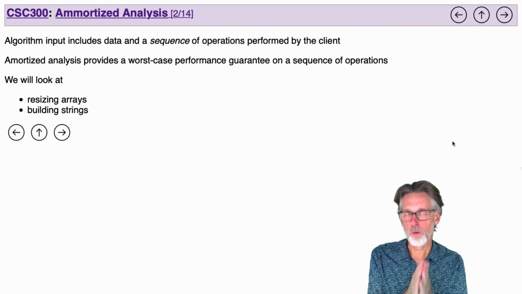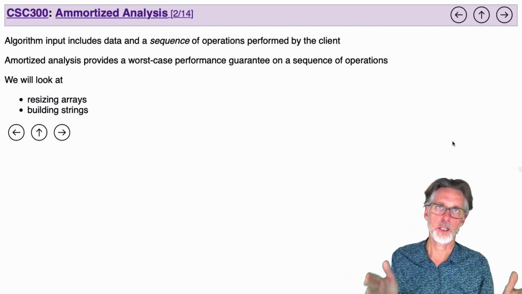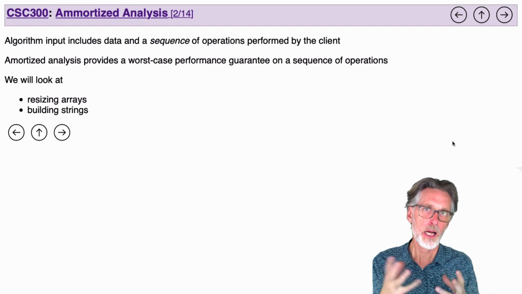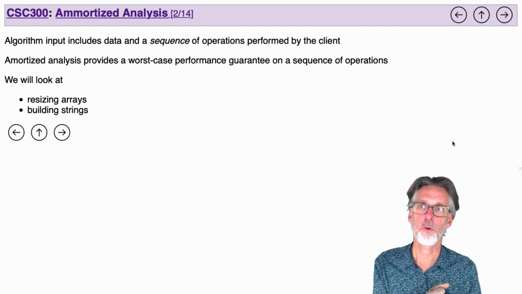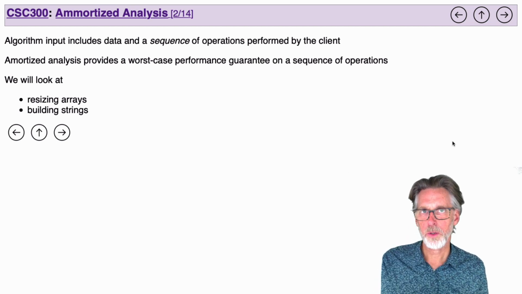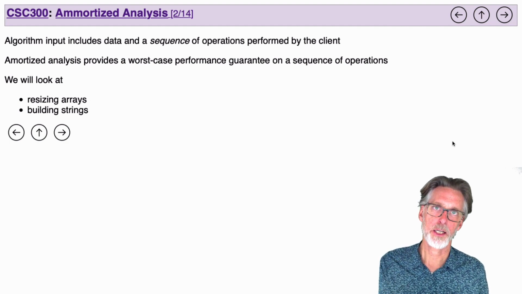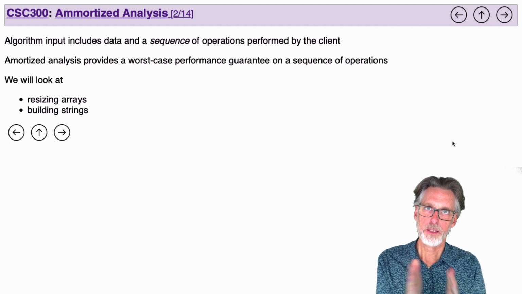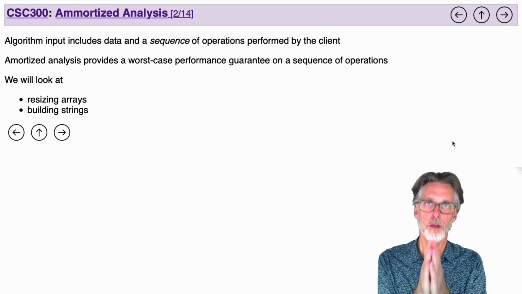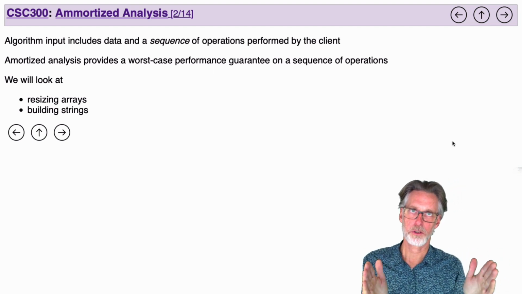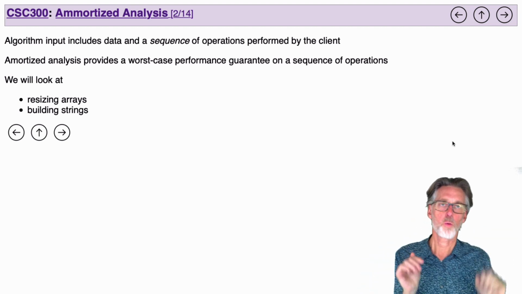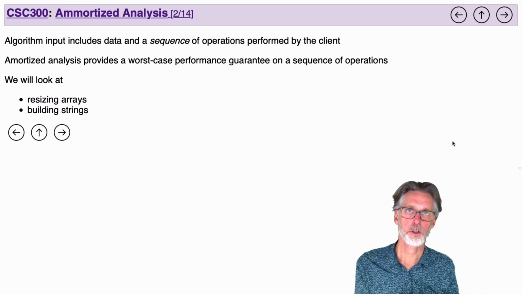Instead, we're required to look at a sequence of operations in order to understand how the data structure is going to perform. The tool we're going to use here is Amortized Analysis. What this allows us to do is to look at the cost of a sequence of operations rather than looking simply at one operation in isolation.